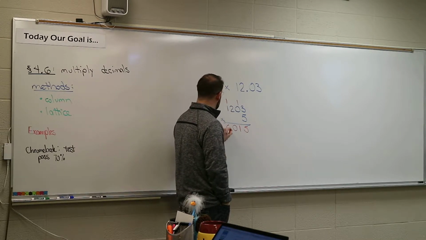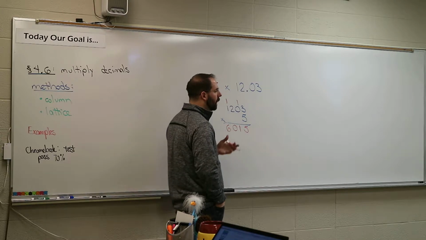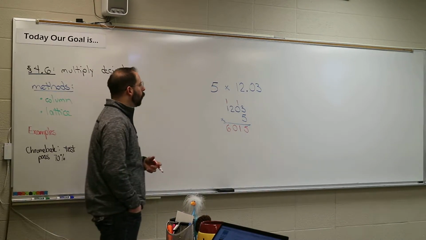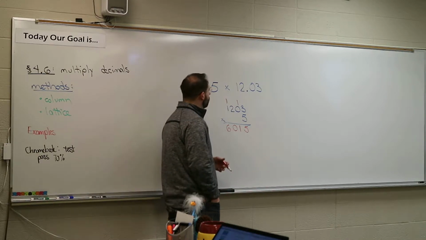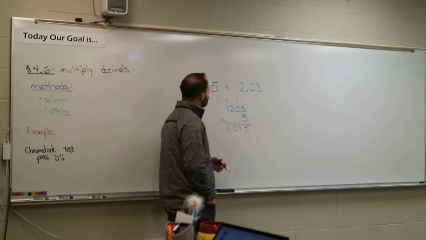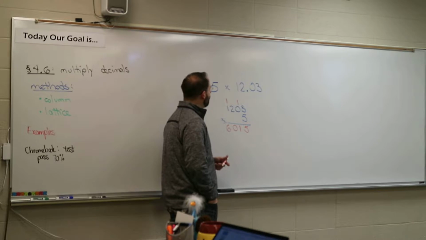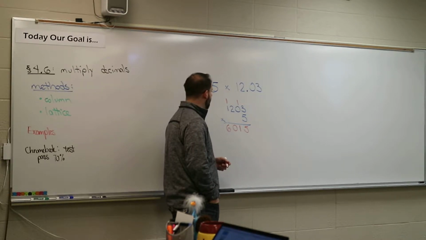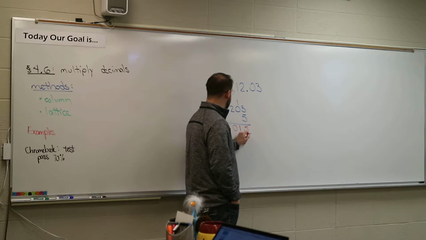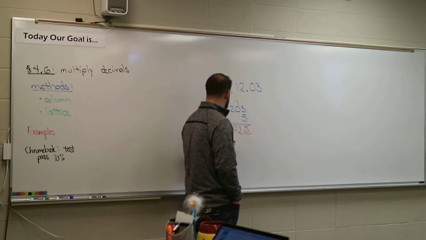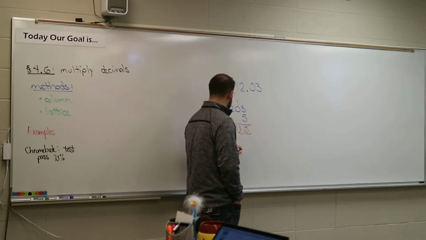6. Okay, now, this is technically our answer, but we have to throw in the decimal. Where does the decimal need to go? How many places over from the back? We start back here and we move it over, and yes, you're absolutely right, you have to move it over 2. So your final answer is this.